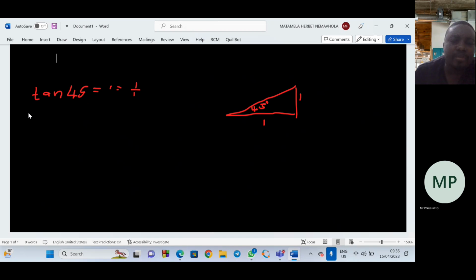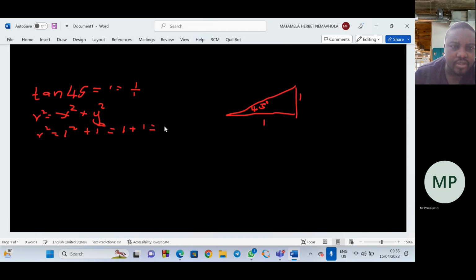So according to Pythagoras, r squared equals x squared plus y squared, which is r squared equals 1 squared plus 1 squared, which equals 1 plus 1, and this equals 2. So if our r squared equals 2, then we can square root both sides.